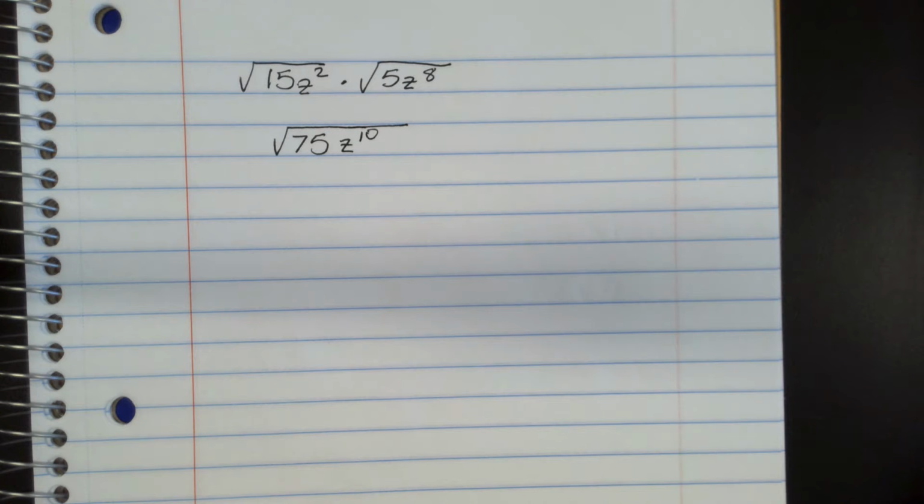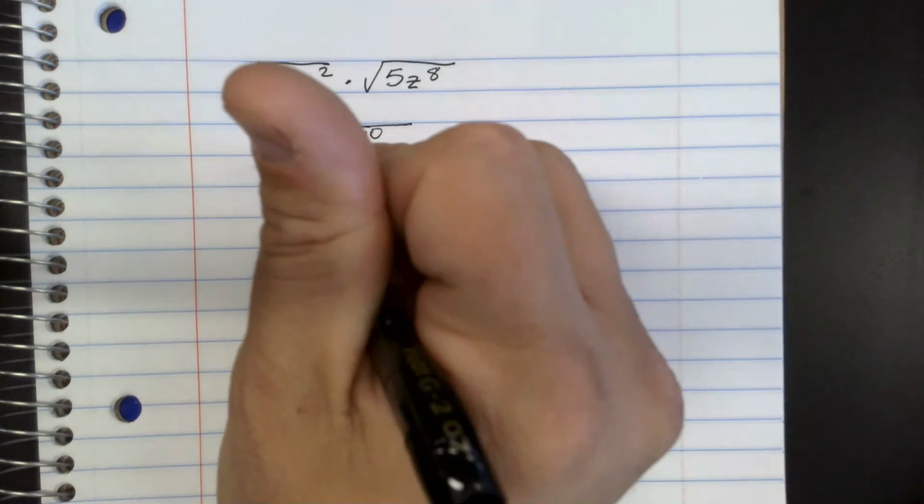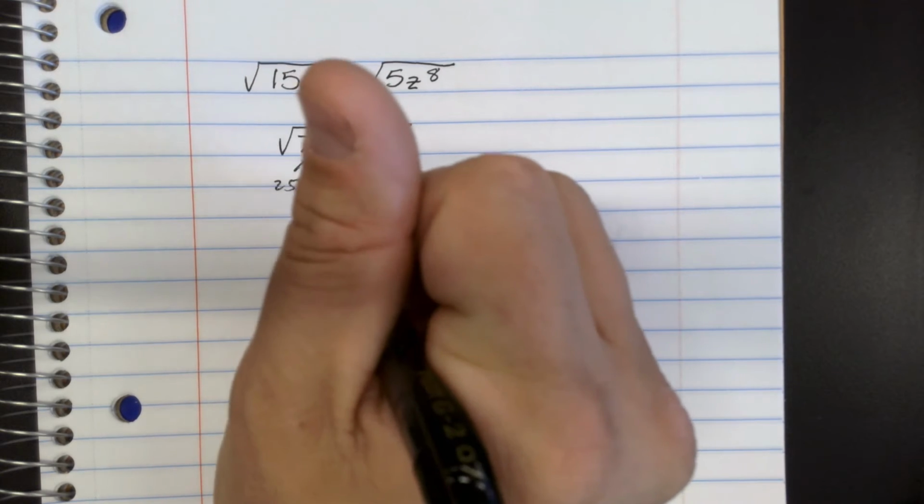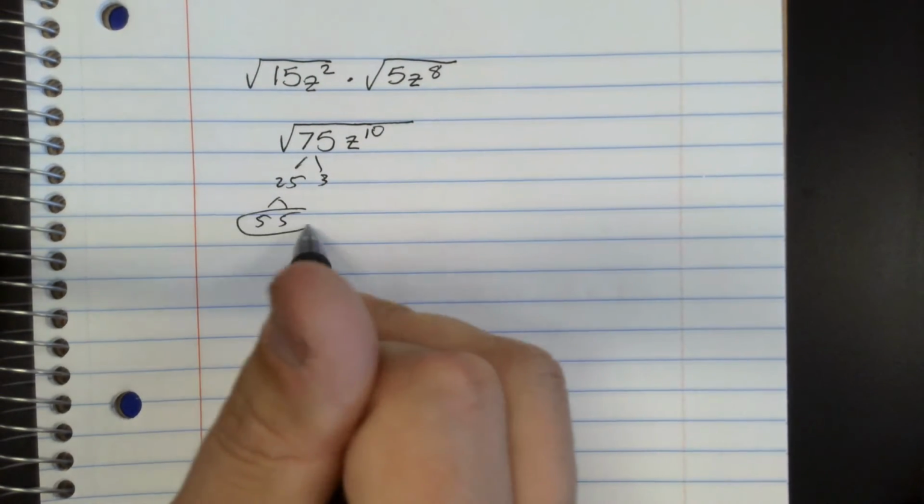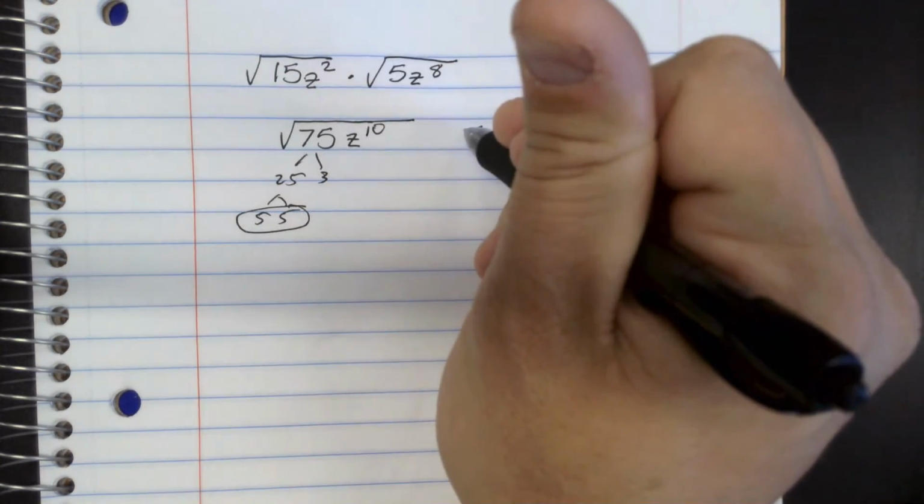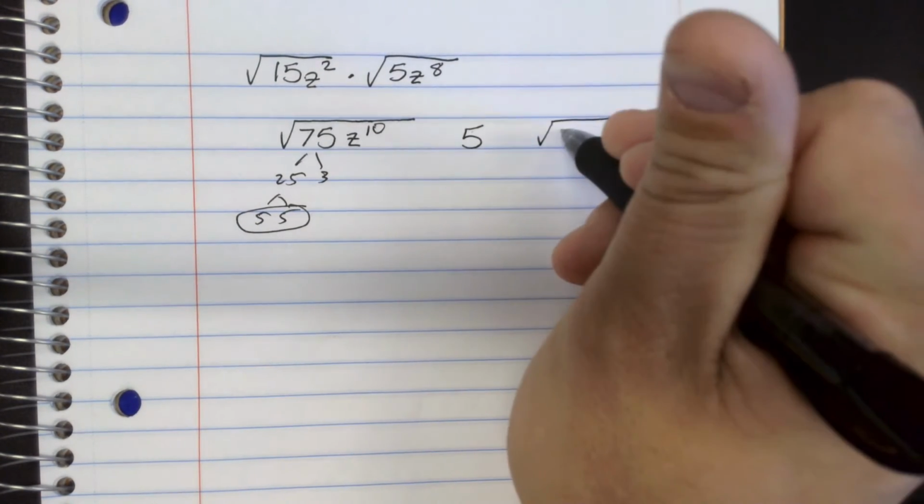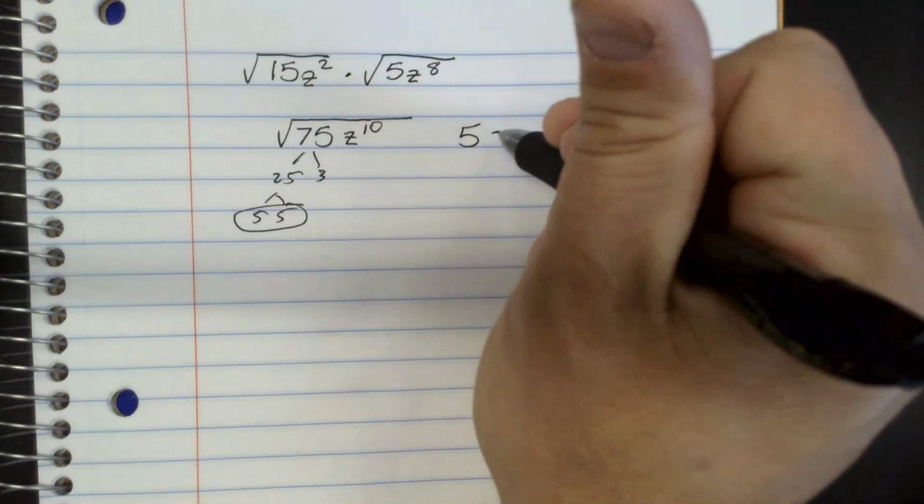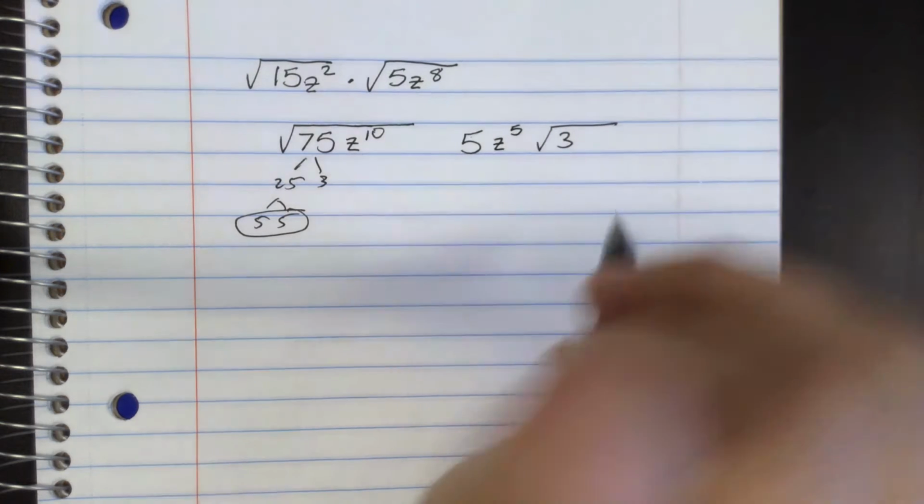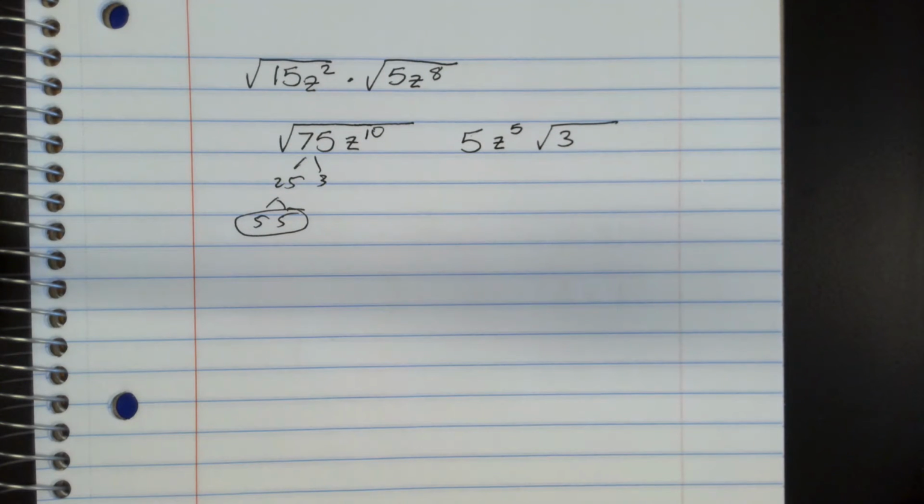And now you factor. So here we go. 25, 3, 5 and 5. So we're going to have a pair of 5s. So on the outside, we're going to have a 5. Underneath, we're going to have a 3. How many z's am I bringing out? Why am I bringing out 5 z's? Yep, because you bring out half of the number.